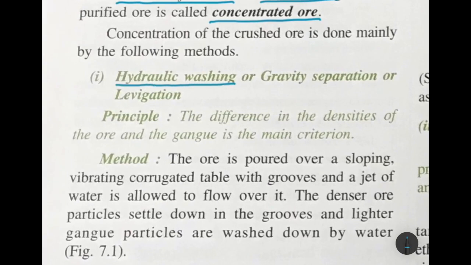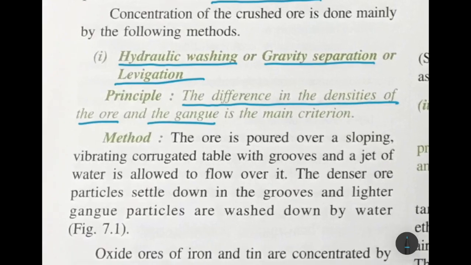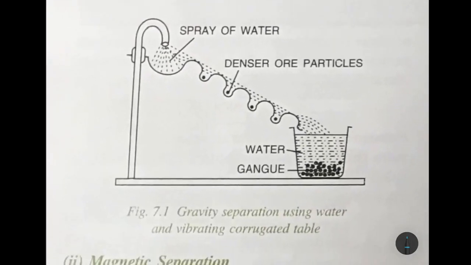Okay, so the concentration of the crushed ore is done by the following methods. First is hydraulic washing or gravity separation, or it is also known as levitation. And what is the principle behind it? The difference in the densities of the ore and the gangue. That is, the ore is heavier and the gangue is lighter. So here you can see how it is done.